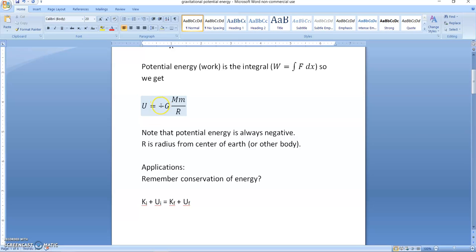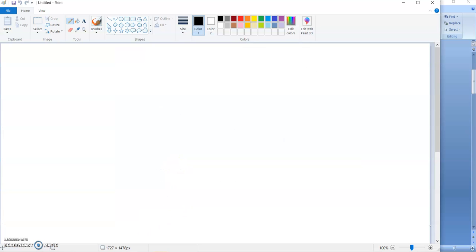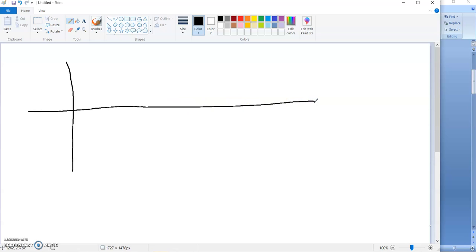Note that the potential energy value is negative and always will be. Gravitational potential energy is always a negative value. The reason for that, let me come to my whiteboard here. If I graph energy on the y-axis and distance from the center on the x-axis, we know if you're infinitely far away from Earth, you have zero potential energy. As you move closer to Earth, your potential energy is getting smaller. As an object falls, it's losing potential. So that means the potential energy curve must be decreasing from zero, or the potential energy curve does something like this.